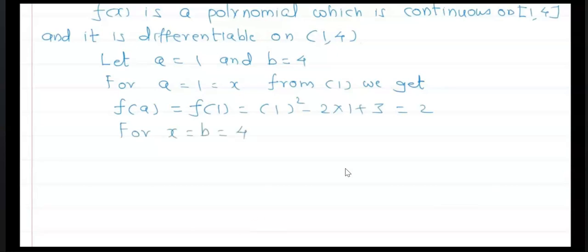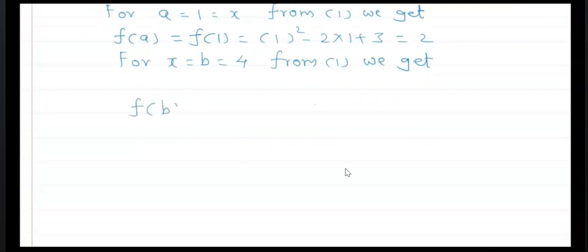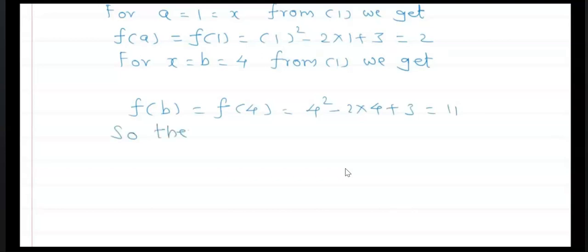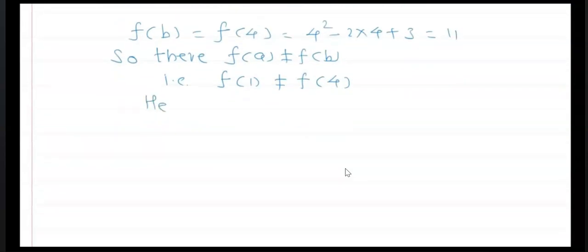1 square minus 2 into 1 plus 3, that is equal to 2. And for x equal to b equal to 4, f of b is equal to f of 4, which is 4 square minus 4 into 2 plus 3, that is equal to 11. So f of a is not equal to f of b, that is f of 1 is not equal to f of 4, and therefore the conditions of Rolle's theorem are not satisfied here.